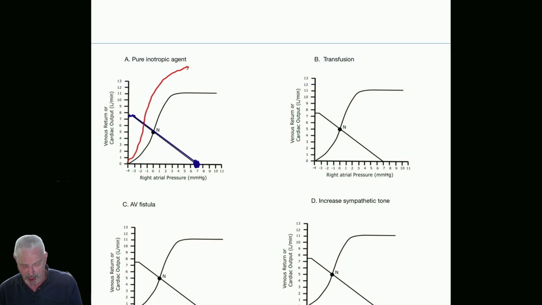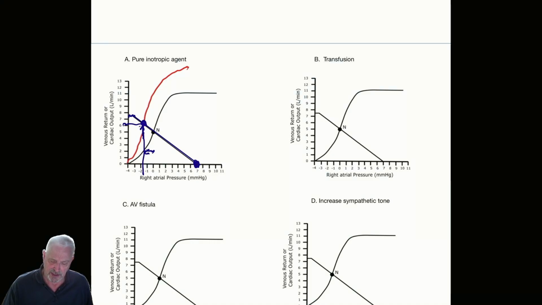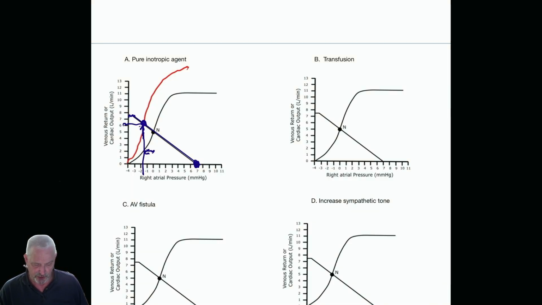So where's our new operating point? It's right here. What happened to right atrial pressure? It went from there down to there. And what happened to cardiac output? It went up to here. And so what we saw is that a pure inotrope increases cardiac output and decreases right atrial pressure. So let's try again.